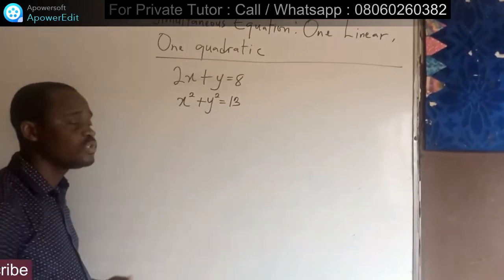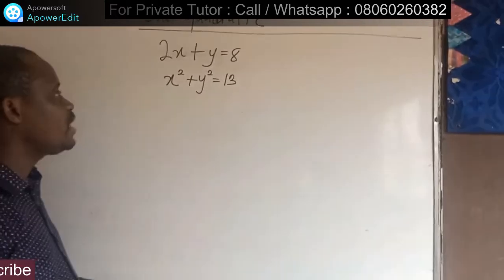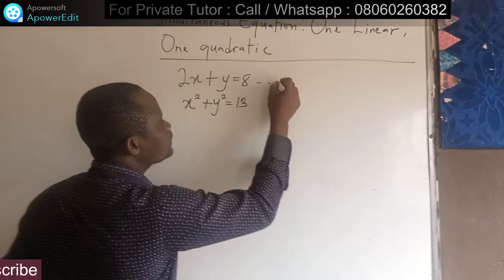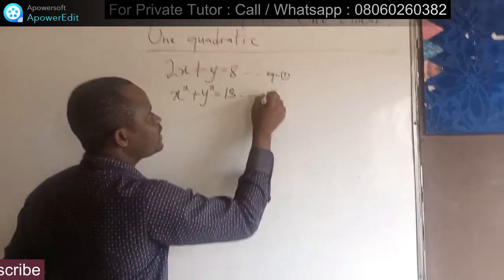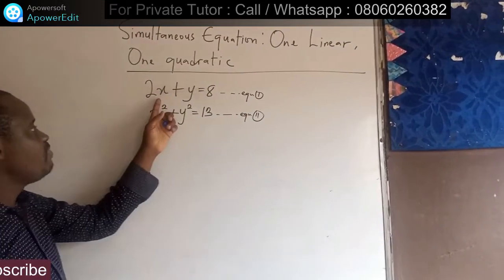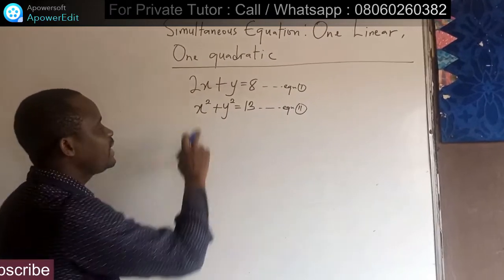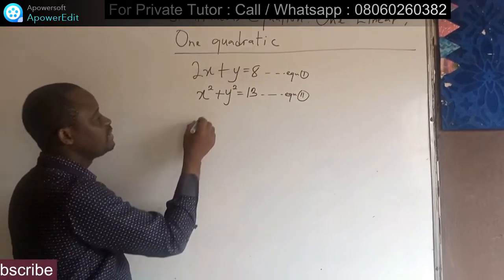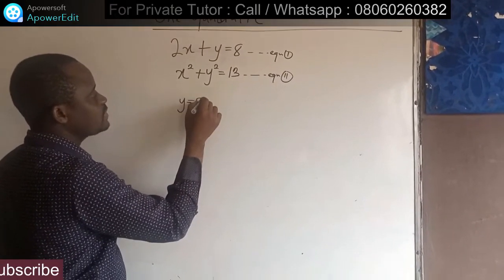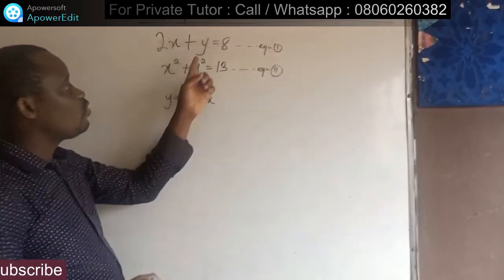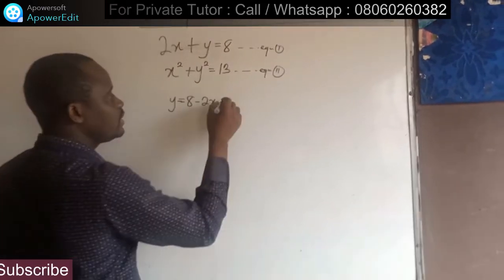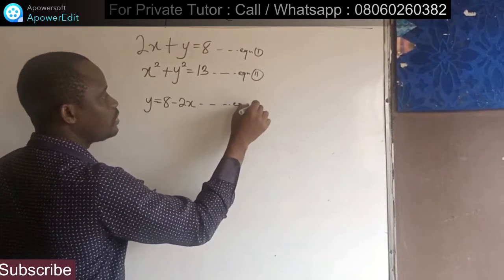You have 2x plus y equals 8, then x squared plus y squared equals 13. What do we do? Now looking at my board, I can make this equation 1, and this is eventually equation 2. Now the first thing I'll do, I'll make x or y the subject of the formula. If I make y the subject, it means that this is y. Remember the equation is there, y equals 8 minus 2x. I have made y the subject. I only took 2x to this place to become minus 2x.